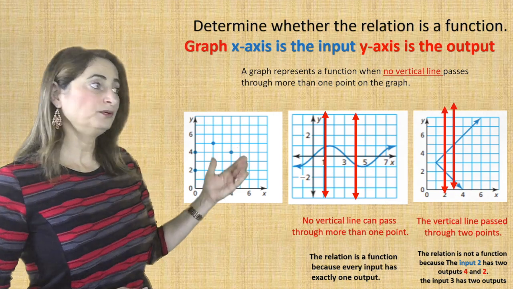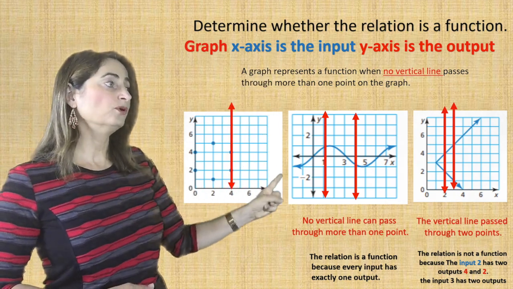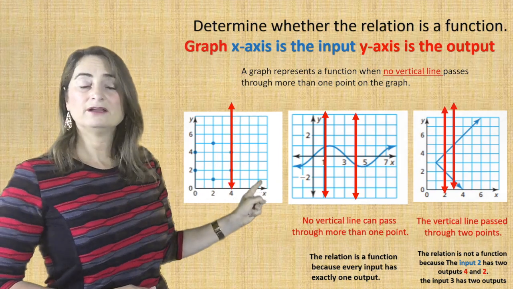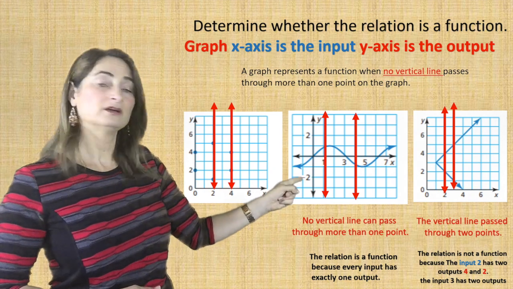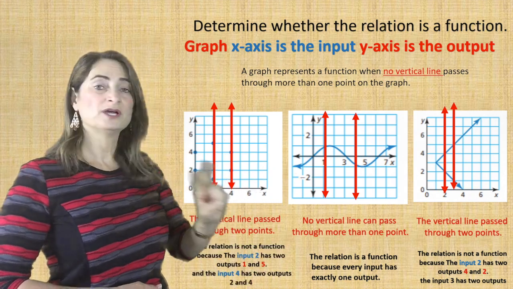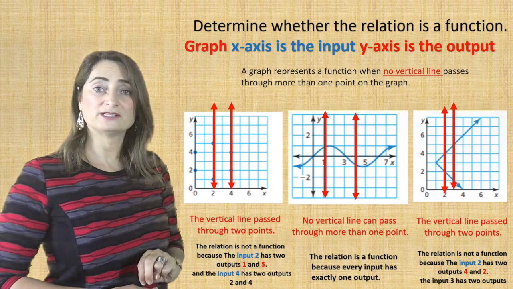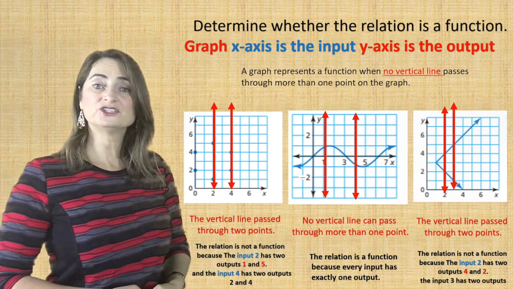The last example, draw the red line. Watch how it passed 2 points. Draw another line. Watch how it also passed 2 points, which means the input 4 has 2 different outputs and the input 2 has 2 different outputs. So it passed through more than one point. Therefore, the relation is not a function.